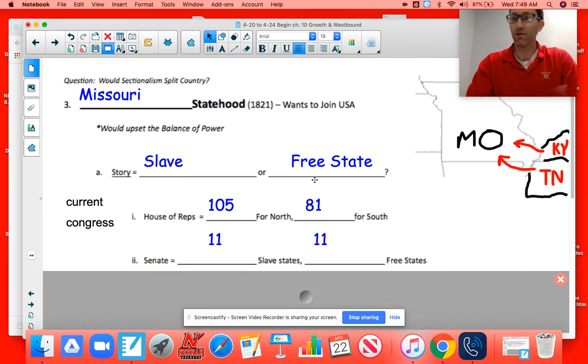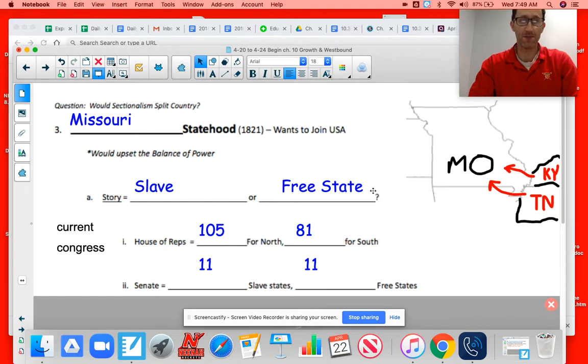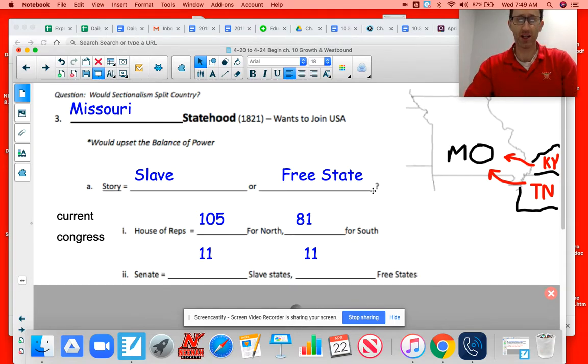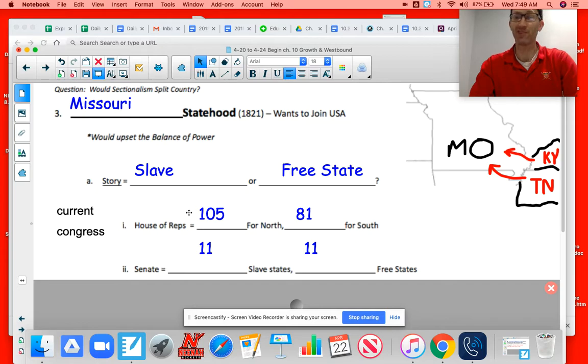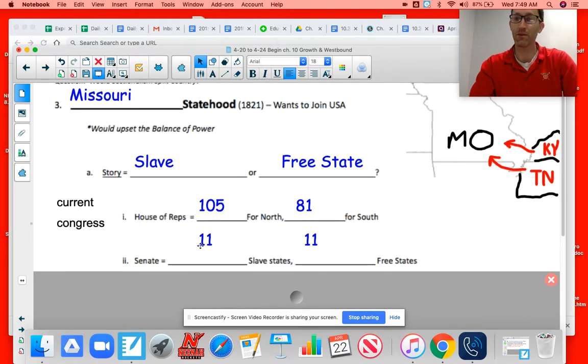Slave states or free states? Would Missouri, this state here, become a slave or a free state? Great question, right? The current situation in Congress was as follows. The House of Representatives, there was 105 representatives in the North and 81 in the South. Advantage the North.